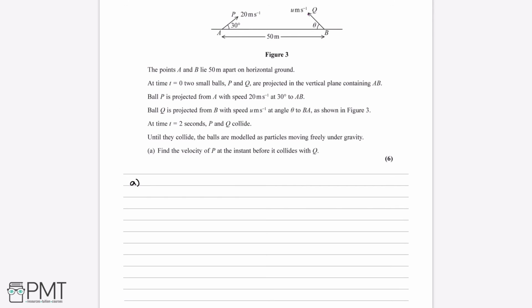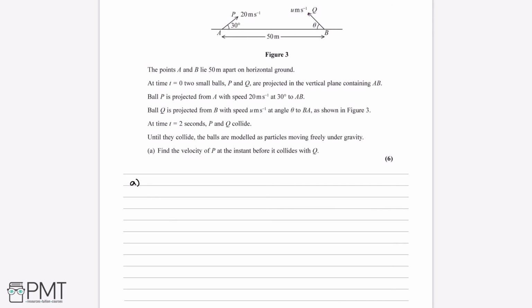Part A asks, find the velocity of P at the instant before it collides with Q. So the first thing we want to do on a projectile motion question like this, where we have two speeds at angles to horizontal ground, is it's actually quite helpful for us to resolve these into horizontal and vertical components, because when it comes to doing calculations a little bit later on, they become much easier when we have horizontal and vertical components as opposed to ones at these angles.